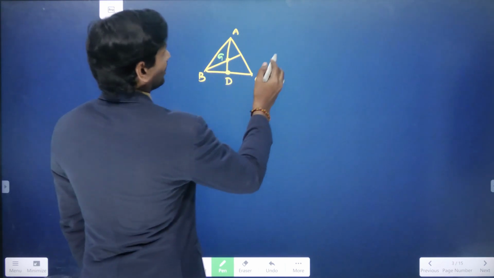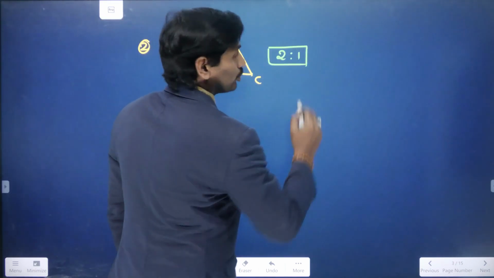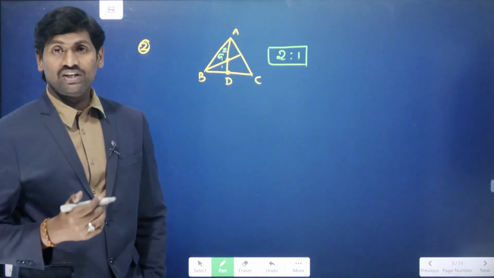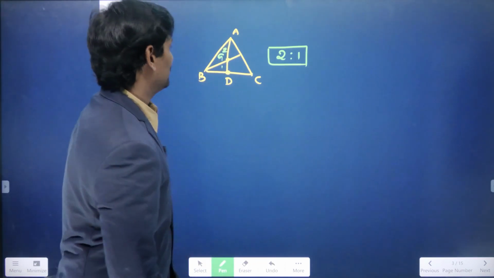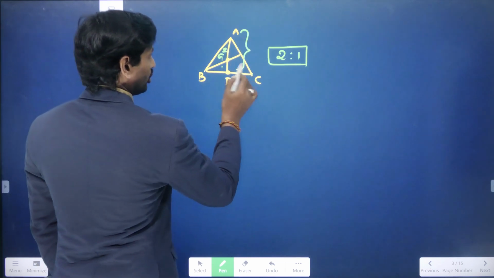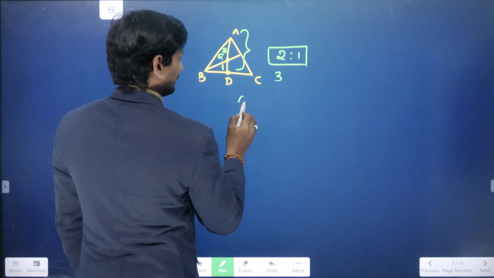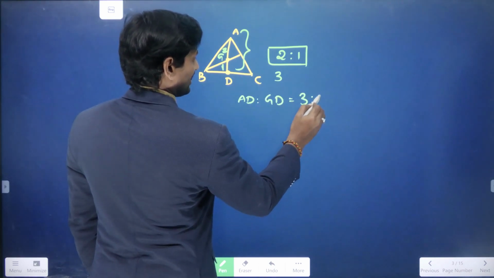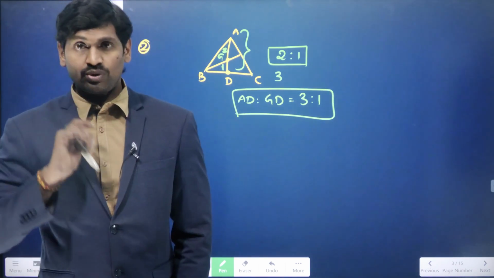We already know that the centroid divides the median from the vertex to midpoint in the ratio 2:1. That means here to here 2 parts, here 1 part. But the question is asking AD is to GD. AD means here to here, total. It is dividing into 2 and 1, so total parts are 3. AD is 3 and GD is 1. So we need to take the 3:1 ratio.